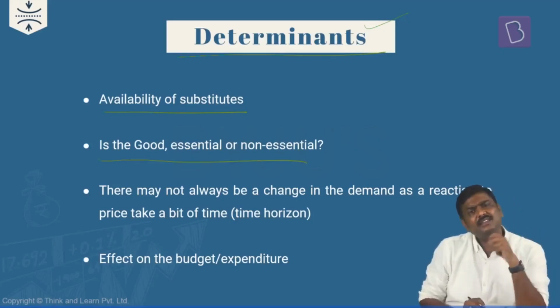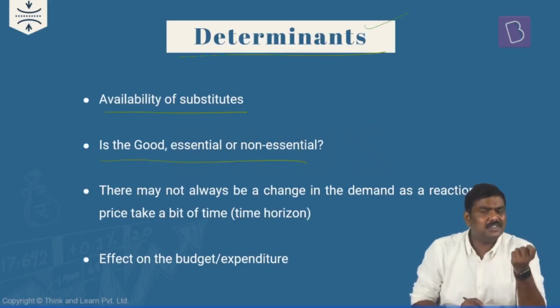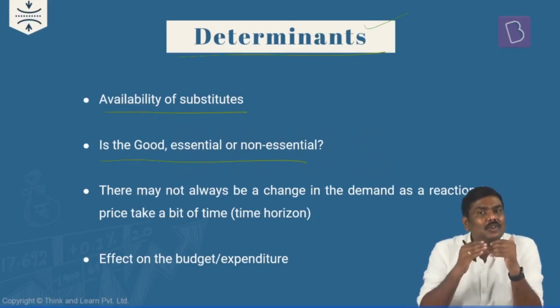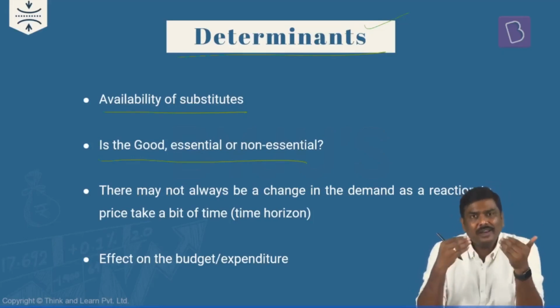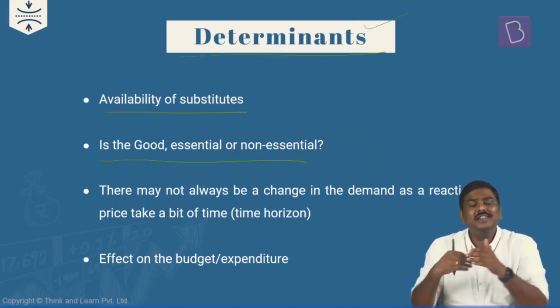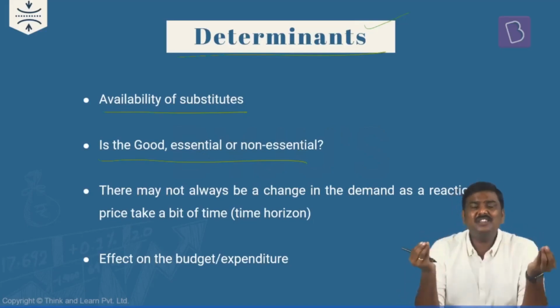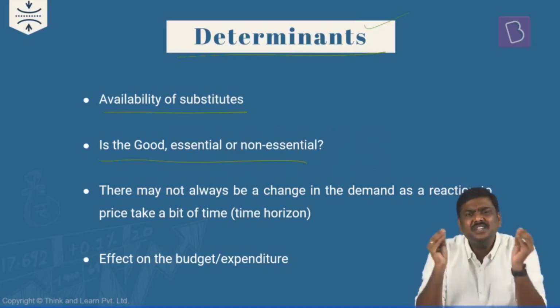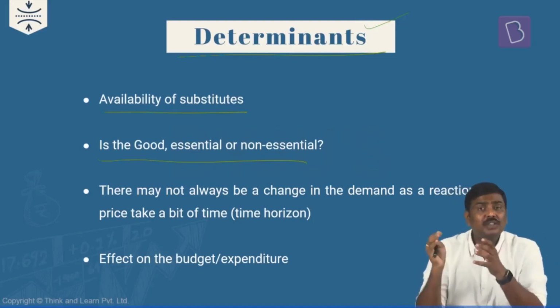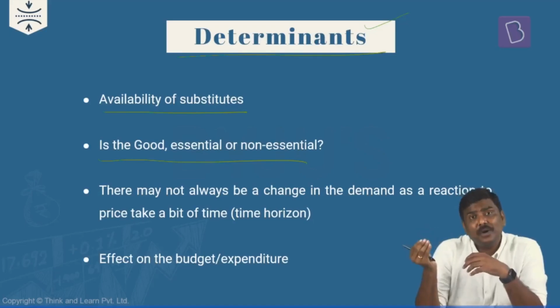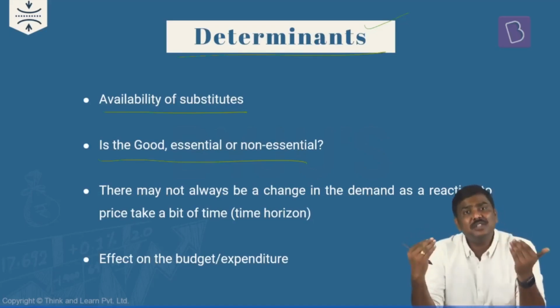Second, is the good essential or non-essential? Right? Essential or a luxury? Don't you think that will also have an impact on how quickly, how soon or how slowly the consumers change the demand in the market? If the product is very much essential, you might see a very marginal change in the demand. If the good is non-essential, let's say a luxury product, the demand variation will be much, much higher.